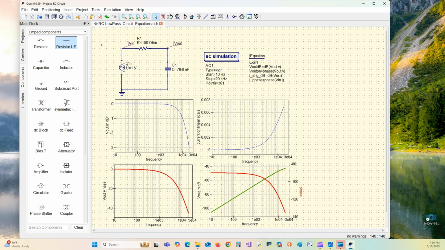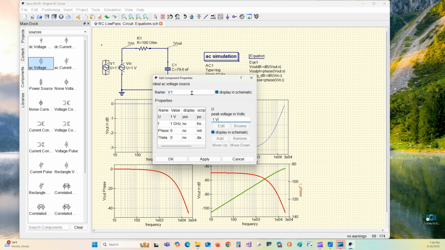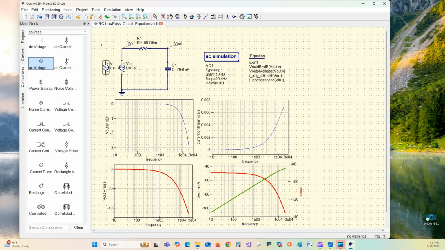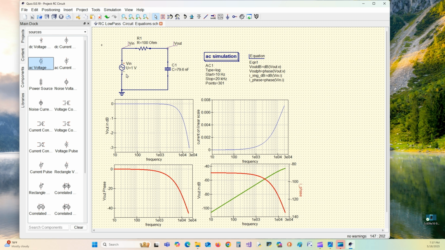And we need a voltage source. So we come to here, we go to sources. We want an AC voltage source. We drag that over to here. We edit the properties here, and keep everything else the same. We want 1 volt VN. We renamed it to VN. And then we wire it together. But that's all done, so we're just going to move on.